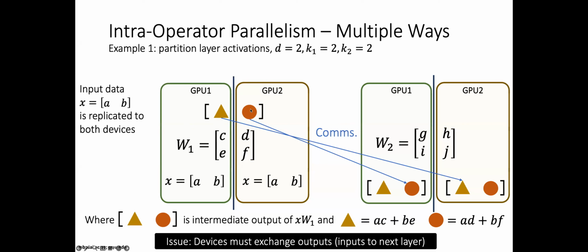What happens on the next layer? If you look at W2, it's the same setup. The left half of the columns goes to GPU1, the right half of the columns of W2 goes to GPU2. Both GPUs need the full input from the hidden layer. But earlier, we computed only the left half of the hidden layer on GPU1 and the right half on GPU2. What does this mean? It means the GPUs actually have to communicate with each other. GPU1 has to send the triangle to GPU2, and GPU2 has to send the circle to GPU1, so that they may process the second hidden layer correctly.